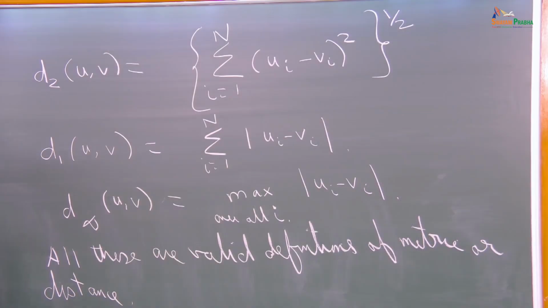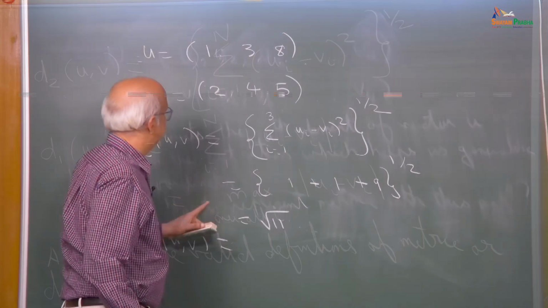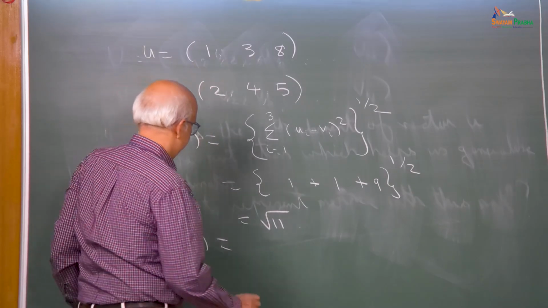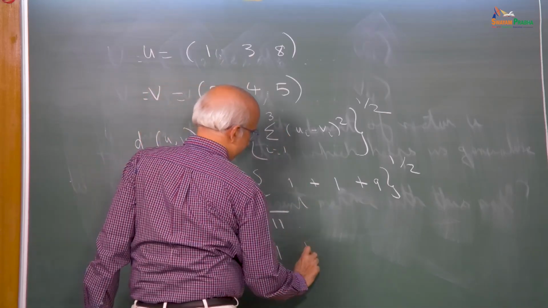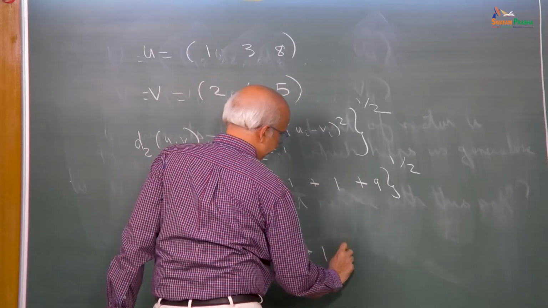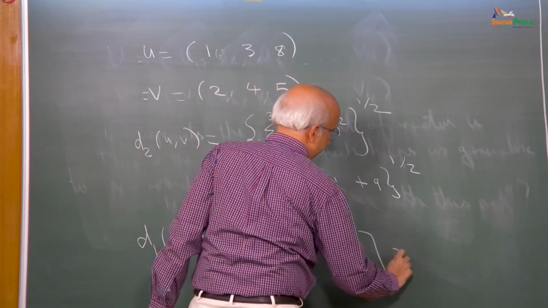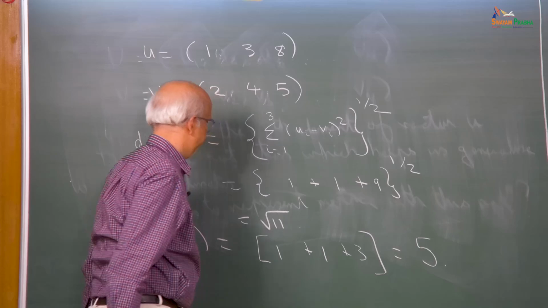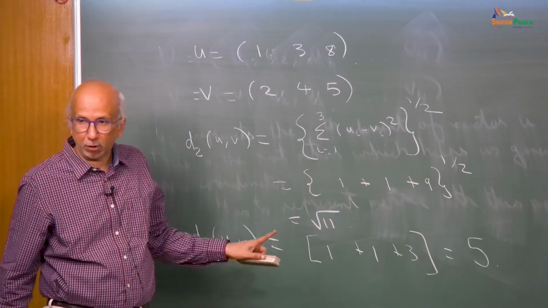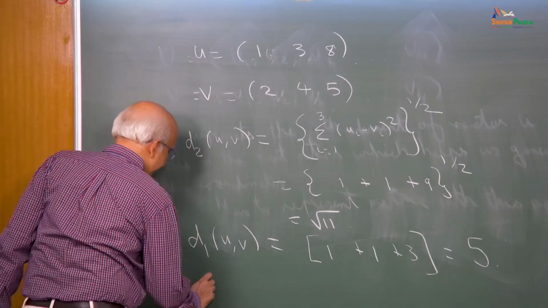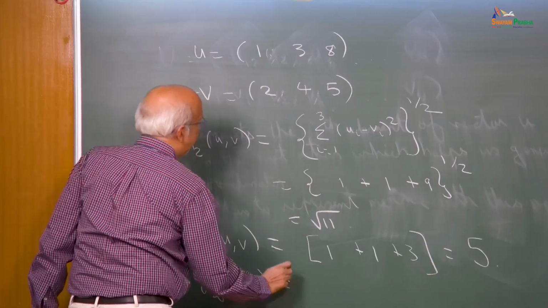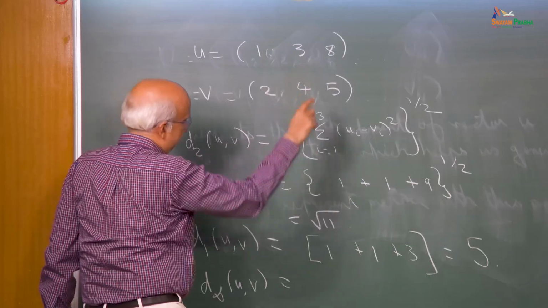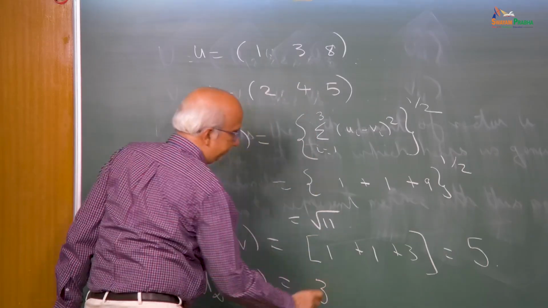It would be just take the absolute value of the differences. So, now d1 would be 1 plus 1 plus 3, which is 5. And what about d infinity? It will be this is 1, this is 1, this gives me 3, the maximum of this is 3.